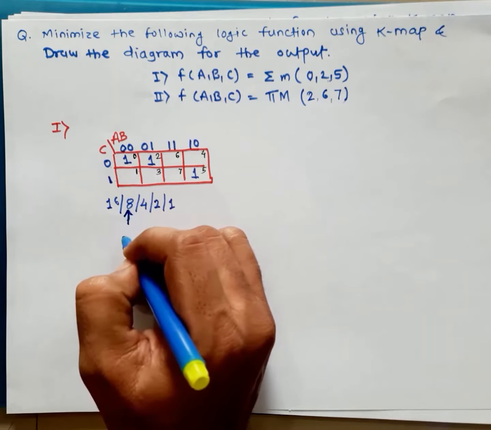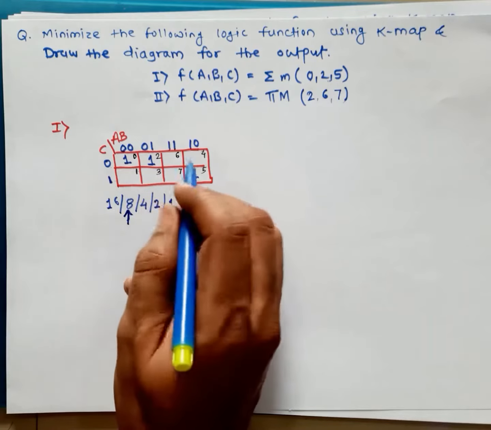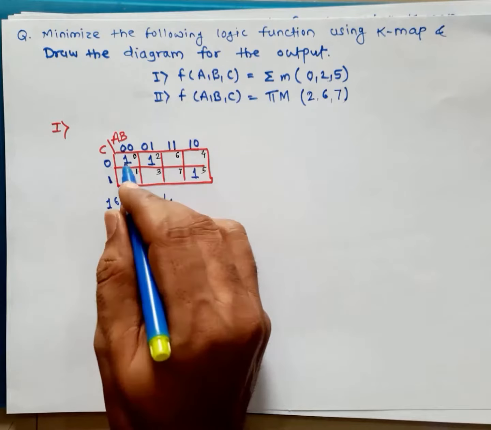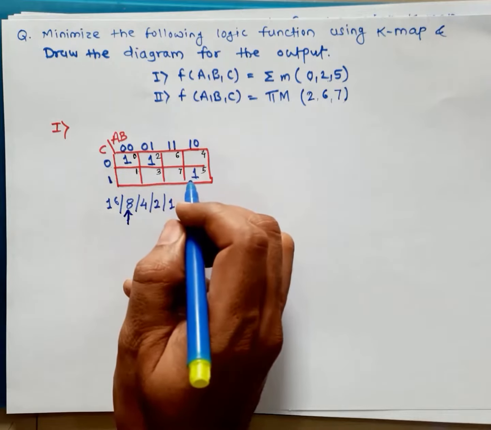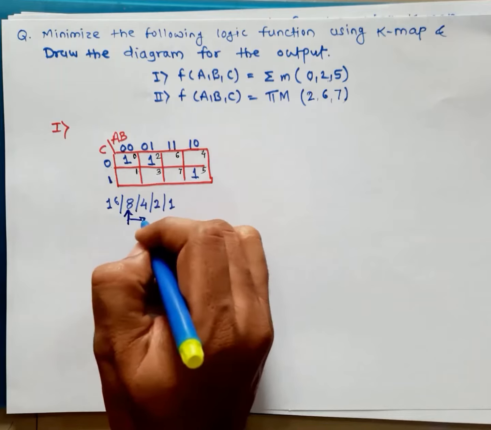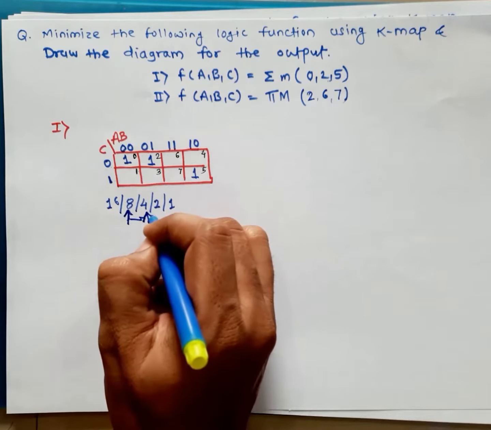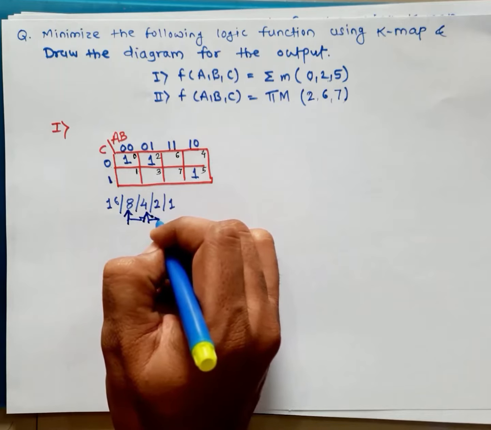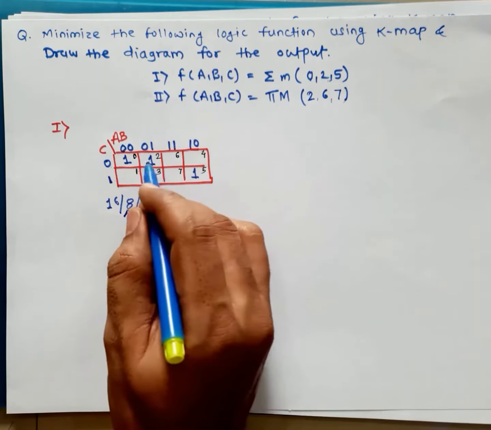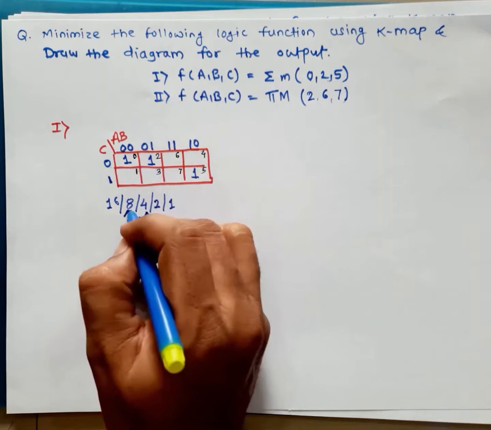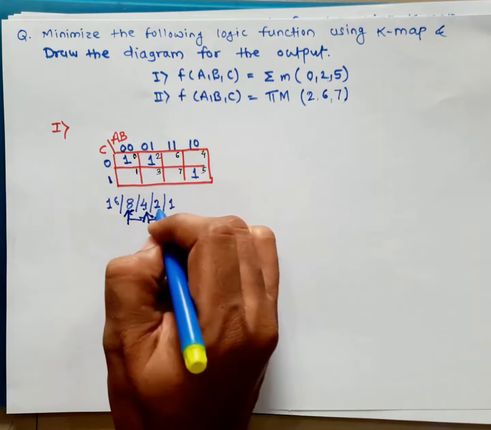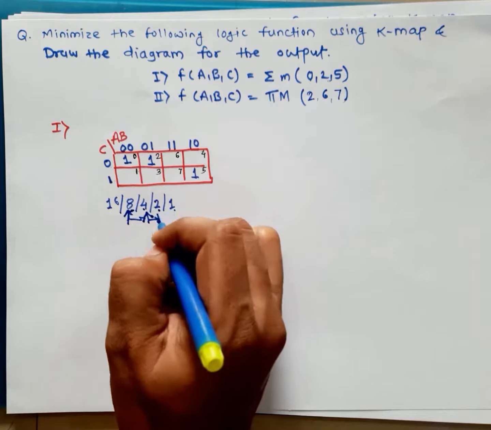But always while making a group, you need to consider the maximum number of cells in a group. So is it possible in this case to make a group of 8 cells? No, because only 3 cells have a high value. Then go for the next one. Is it possible? No, because only 3 cells have a high value. We cannot make a group of 3 cells, because we can make a group of only 8 cells, 4 cells, 2 cells or 1 cell. So go for the 2.